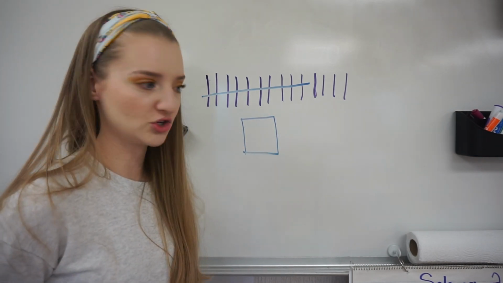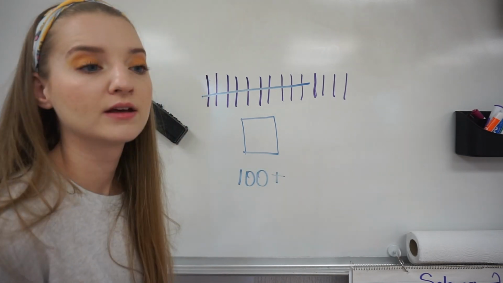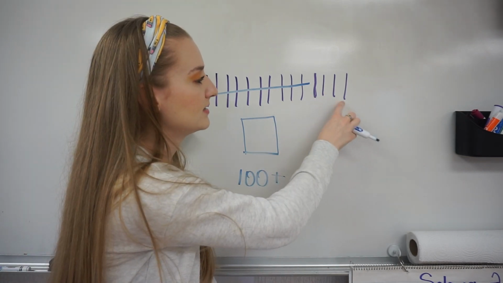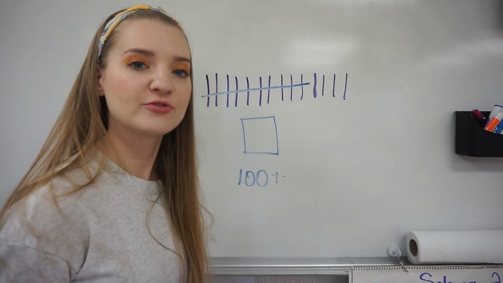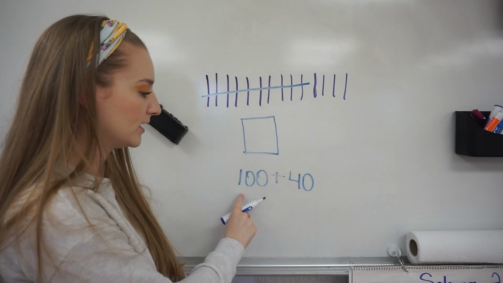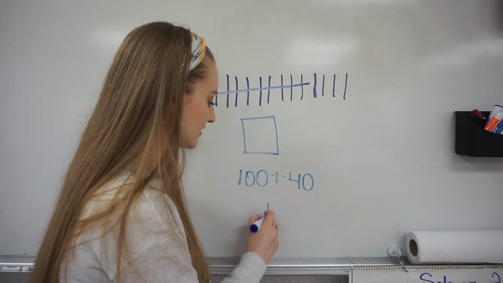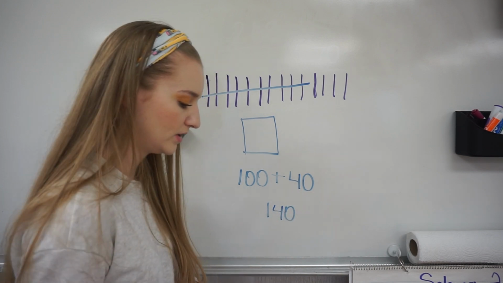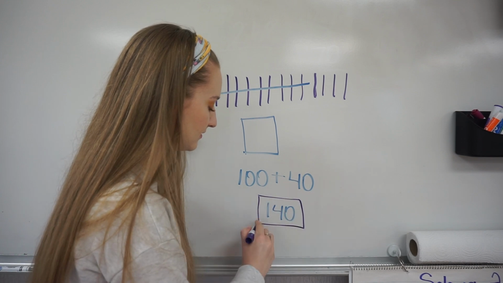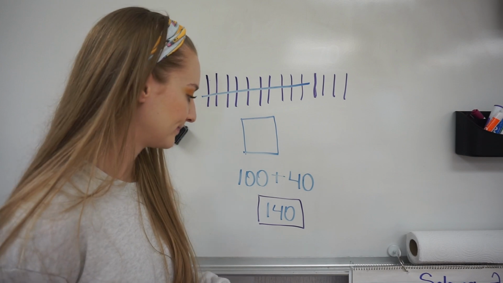A set of 100. So we have 100 plus. How many tens? I see 4 tens remaining. And what is the value of 4 tens? 40. 100 plus 40 equals, perfect, 140. And there is the number in standard form.